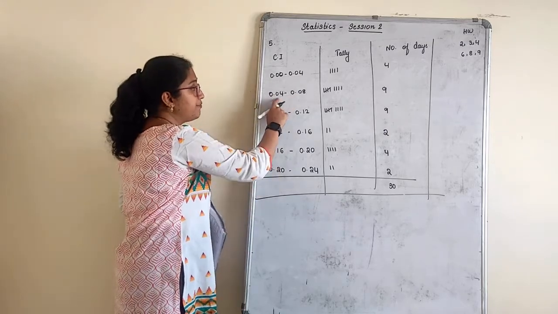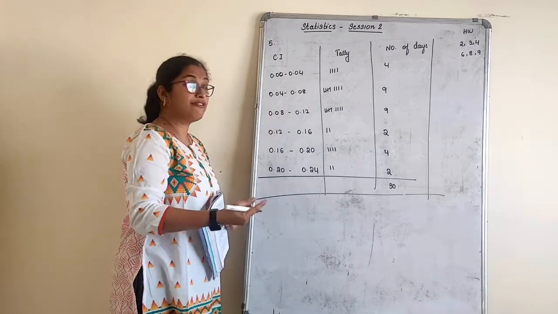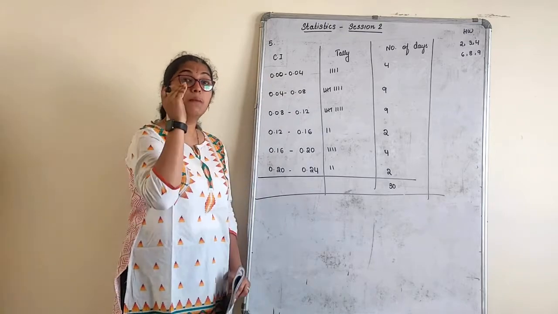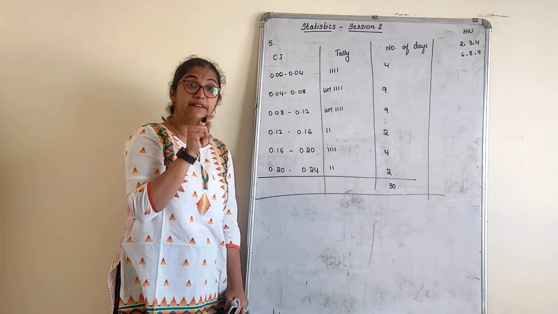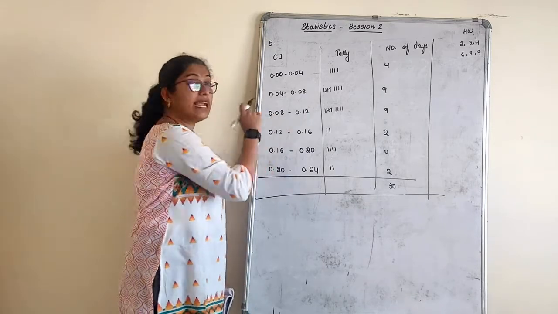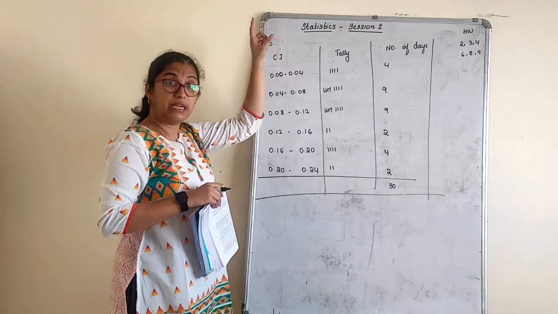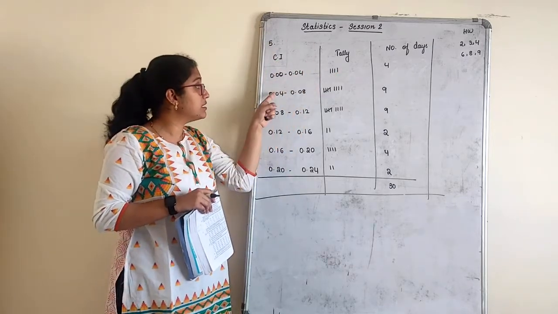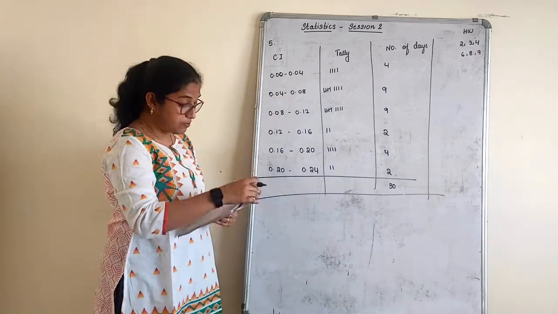See here, again 0.04 is repeated here, 0.08 is repeated here. So as I have told you, this will be till 0.03 only, because 0.04 is repeated here, to 0.07 because 0.08 is repeated here. That means lower limit and upper limit. Upper limit is to be excluded here because it is included in the lower limit. Remember that one thing. Let's mark the tally.